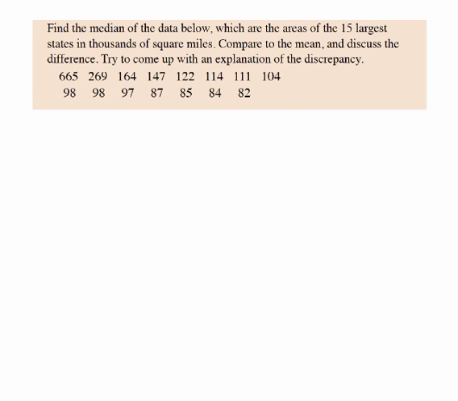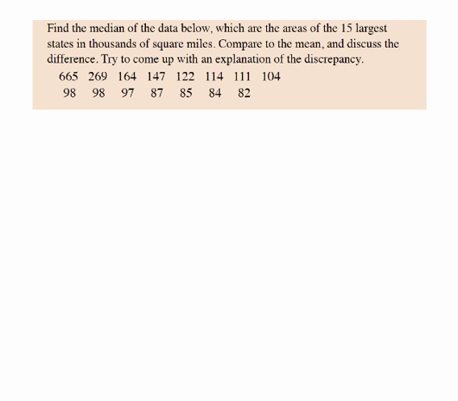In an earlier Did You Get It question, we found the mean of the land areas of the 15 largest states, listed here in thousands of square miles. This time we're asked to find the median. And the way you should think of the median is, when you have a data set listed out in order, the median is going to be the guy that lives right in the middle, has the same number of values above and below. Fortunately, in this particular question, the data values are provided for us in order.